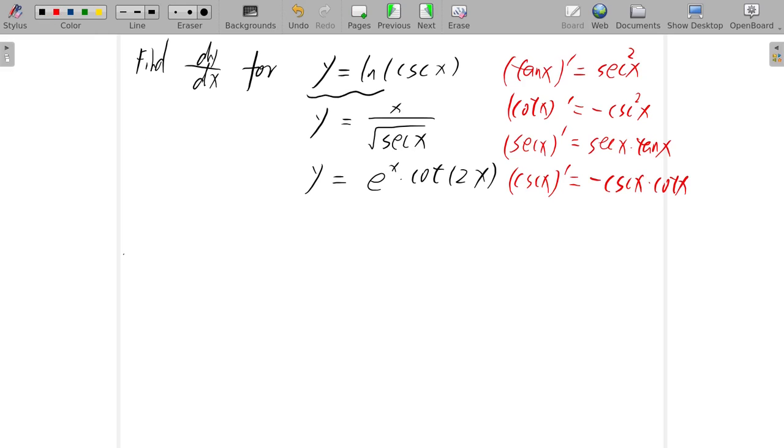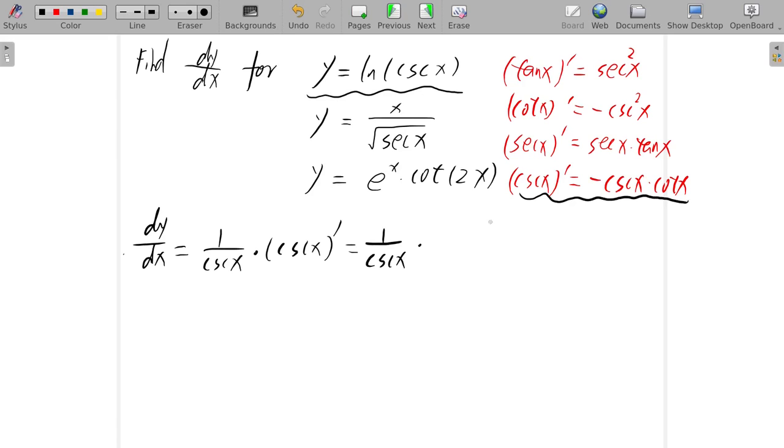So for the first one, the change in y with respect to x, we use the chain rule. It equals 1 over cosecant x times the derivative of cosecant x, which equals negative cosecant x times cotangent x. So we simplify, it equals negative cotangent x.